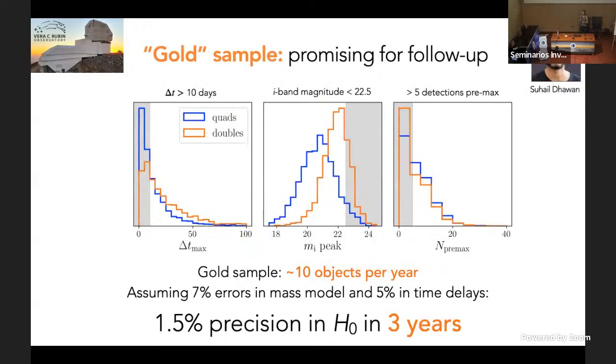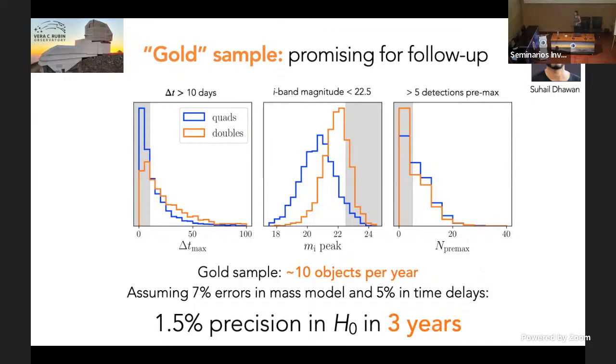And then we also made a subset of our detected sample, which we call the gold sample, which are promising for follow-up observations. So we selected the objects that had a long enough time delay, were bright enough for follow-up, and had enough early detection so that we can have time to trigger the next observations. And this gold sample amounts to around 10 objects per year. And if we assume some uncertainties in the mass model and time delays, which are similar to previous literature analysis, then we could get a precision in the Hubble constant of 1.5% in only 3 years of LSST observations.